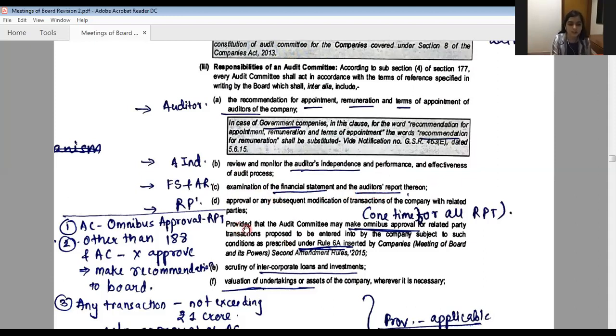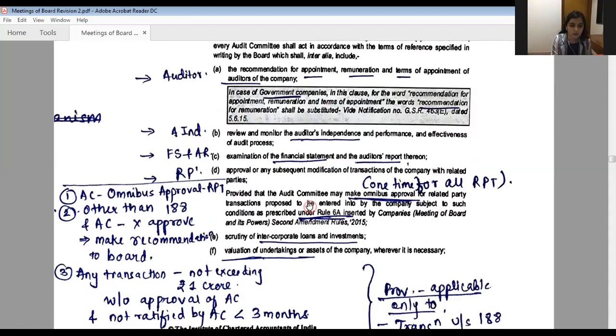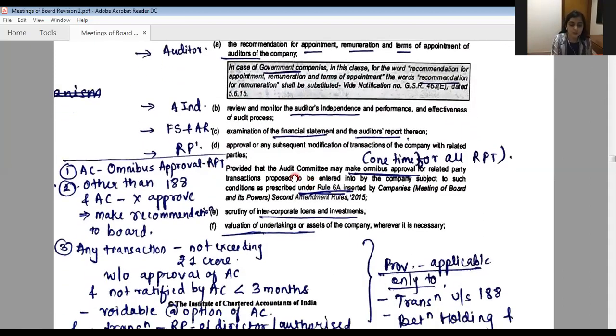And the next is approval or any subsequent modification of transactions of the company with related parties, that is, related party transactions. Now, this point states that provided the audit committee may make an omnibus approval for related party transactions, that is, a one-time approval for the related party transaction.